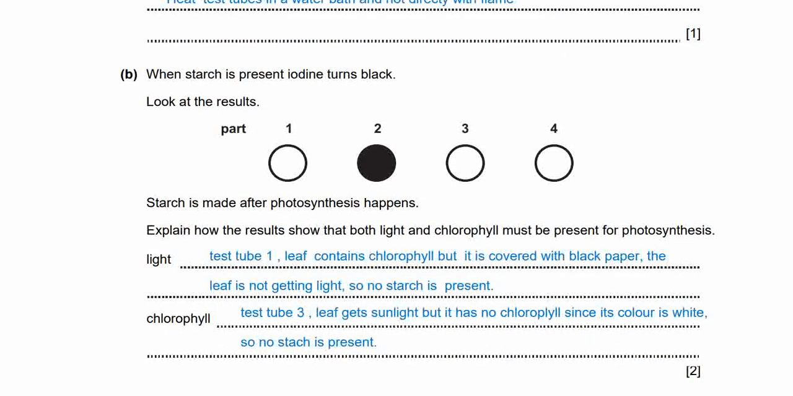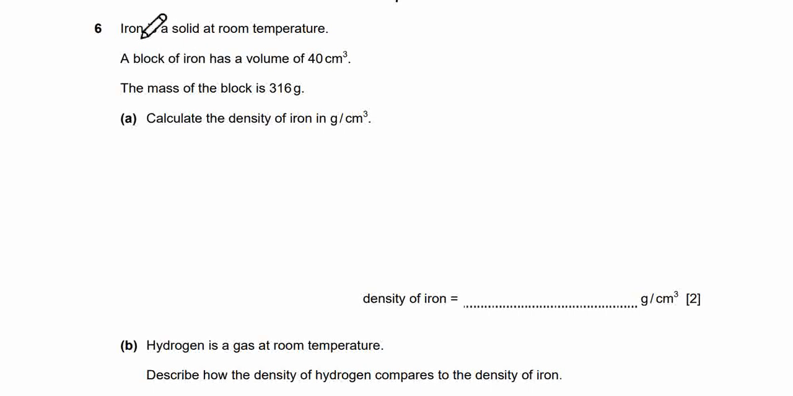Let's move on to question 6. Iron is a solid at room temperature. A block of iron has a volume of 40 cm3. The mass of the block is 316 grams. Calculate the density of iron in grams per cm3.